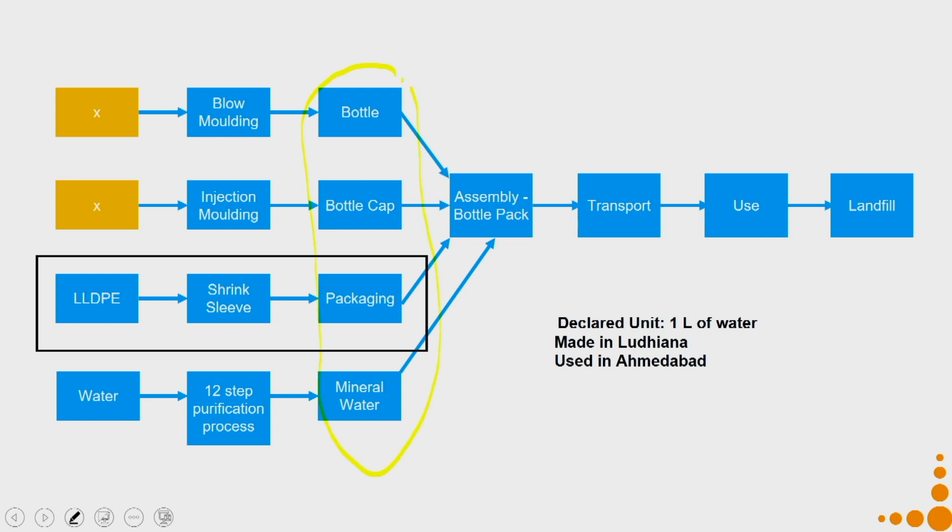So, let us see our particular context, as we discussed, we have 4 components: the bottle, bottle cap, packaging and the mineral water. The LLDPE shrink sleeve film, if I take its weight with respect to the total weight of the body, comes out to be less than 1%. So, I might reject it, but do that only when your data regarding that domain is not available. In case data is available, just put the data into it and see if it creates any significant amount of impact.